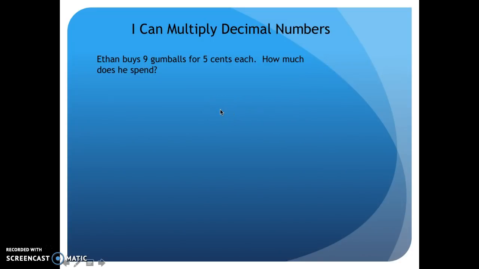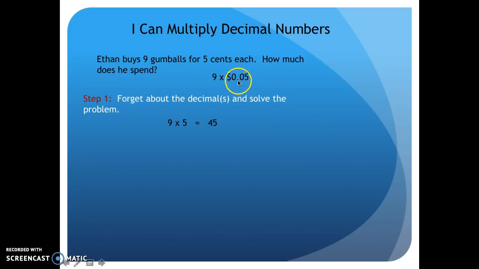Let's give this problem a try. Ethan buys 9 gumballs for 5 cents each. How much does he spend? Some of you can do this in your head, but here's what it looks like as a decimal problem. We've got our 9 gumballs, 5 cents each. Step 1 tells us we're going to forget about the decimals. So if we take that decimal out, we're just going to do 9 times 5, and we know that's 45.